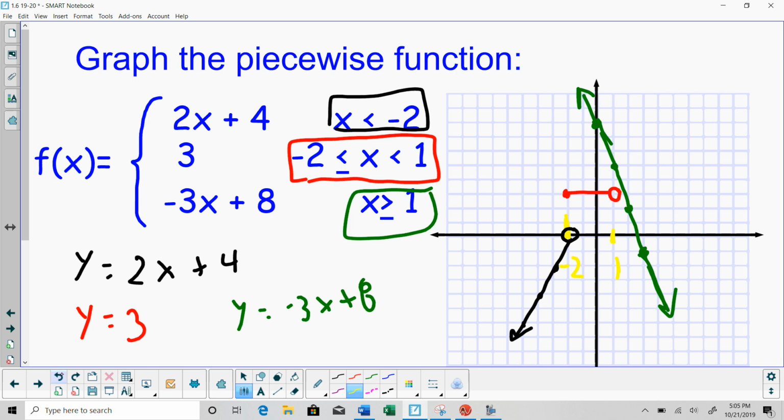So I am going to erase what I don't want. So that'd be erasing all of this, erasing all the way down to here. And I do want that to be a point, not a hole, because it's x greater than or equal to 1. And so we should have the graph looking like this. All right, that is our piecewise function graphed.